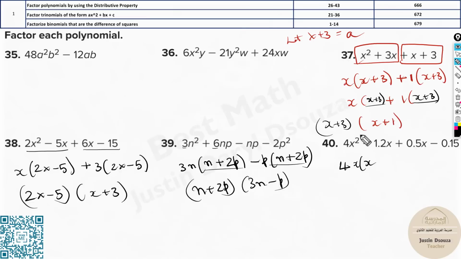Because if I remove 4 and x, only x will remain from x squared. So x is gone. Now, how do you do this? All you have to do is basically divide this by 4. So it is 1.2 divided by 4. You just use a calculator. 12 by 4 is 3. Since there's a decimal, it's 0.3. Now, the answer is only 0.3 here.